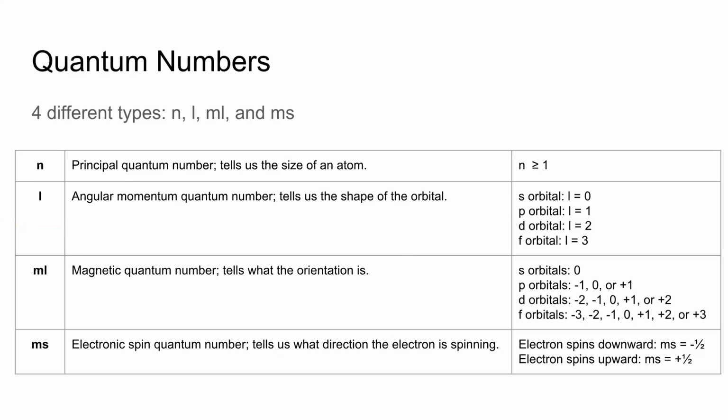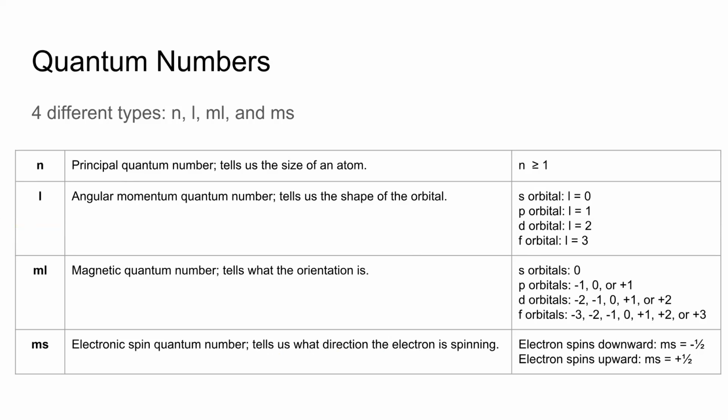L is the angular momentum quantum number, and this tells us the shape of the orbital. So you learned in lecture that orbitals can come in 4 different general shapes. S is like a circular shape. P is kind of like a dumbbell, like a peanut, kind of.